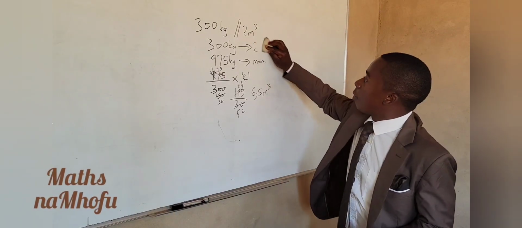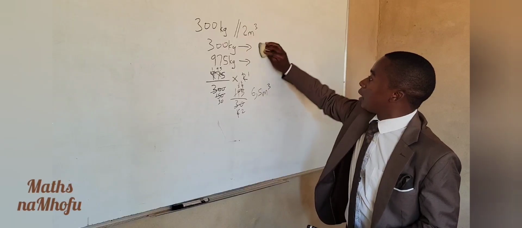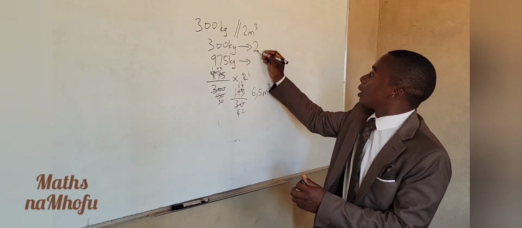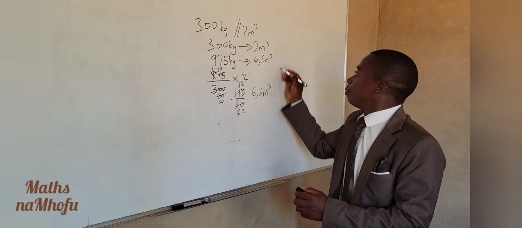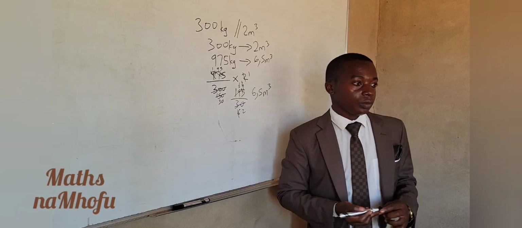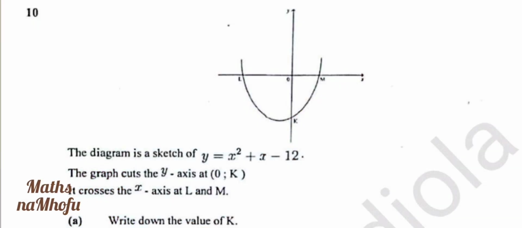The more here, it is 6.5. Oh, I erased the wrong part. 2 cubic meters is 6.5 cubic meters. That's a 3. Are we together, boys and girls? Yes. Okay, now let's move on to the next thing.